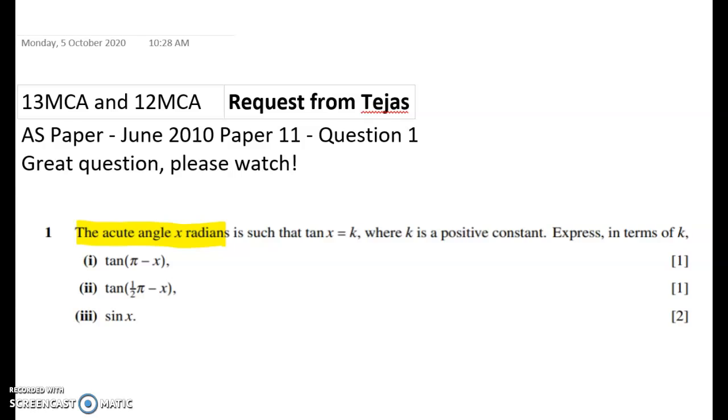So we're told that we've got an acute angle, x radians, such that tan of x equals k, and k is a positive constant. Express in terms of k the following three things. When I see this question, the first thing I think about is that drawing the graph of the tan function is going to help me. But the next thing I notice is that we've been told that the angle we're talking about is acute, and that's really going to help me.